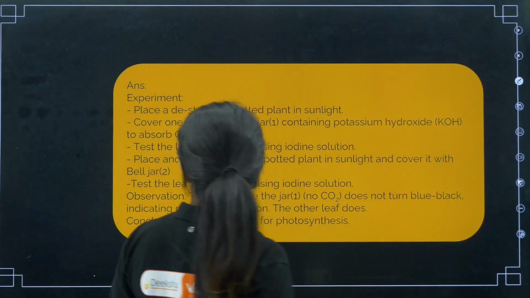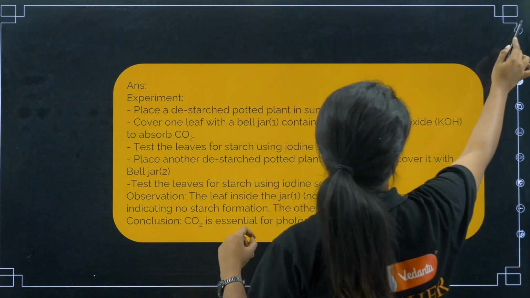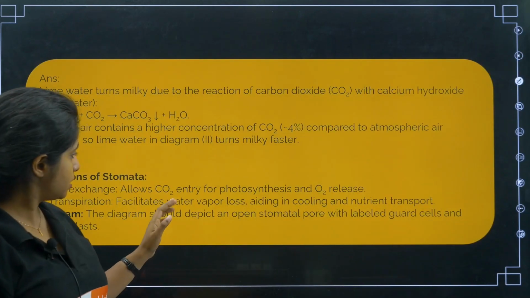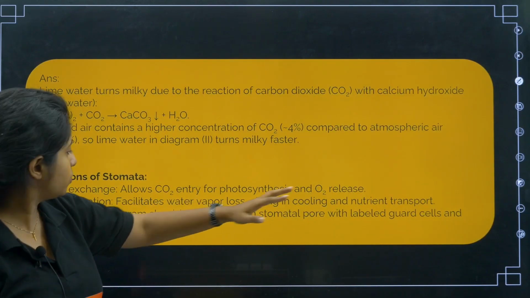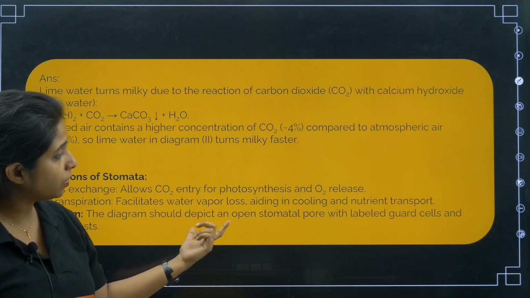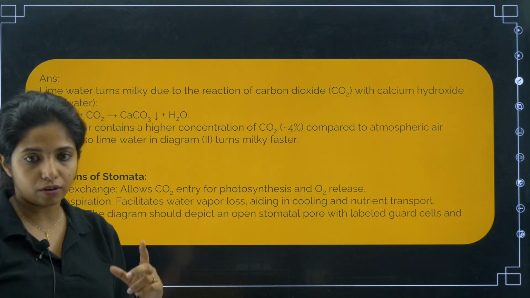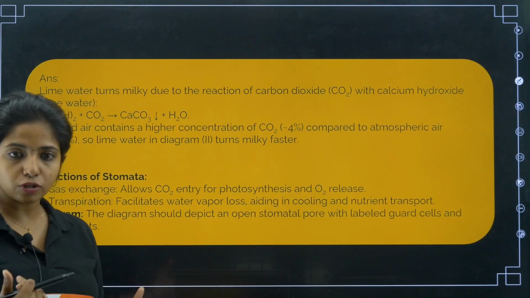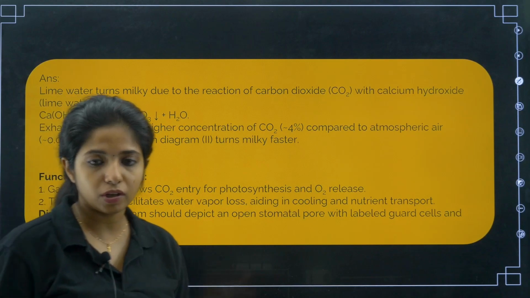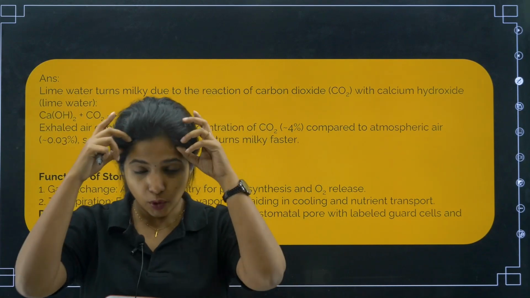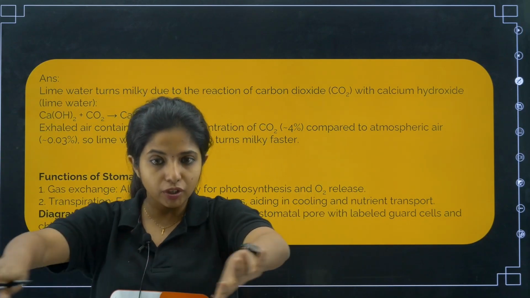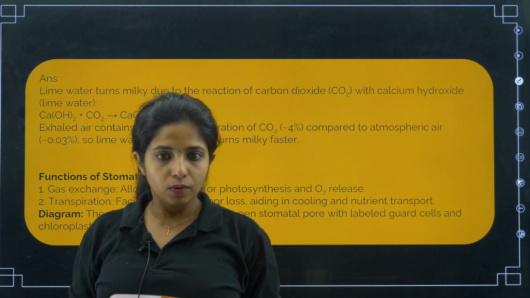Cool? Now, exchange of gases allows CO2 entry for photosynthesis and oxygen release. Transpiration facilitates water vapor loss, aiding in cooling and nutrient transport. As I said, it is for water transport also, and along with water, nutrients will also be transported, and also for the cooling effect. When water is lost in the form of water vapor, my dear children, it gives a cooling effect to the plant as well.